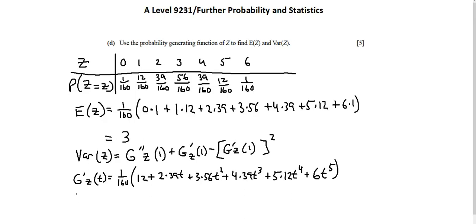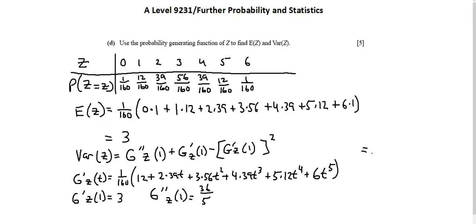And with an input of 1 into the first derivative, the output is 3. For the second derivative, you can take the derivative of the derivative to get the second derivative, and then when you use an input into the second derivative of 1, the output is 36 over 5. And with those values, I can finish up my variance calculation.